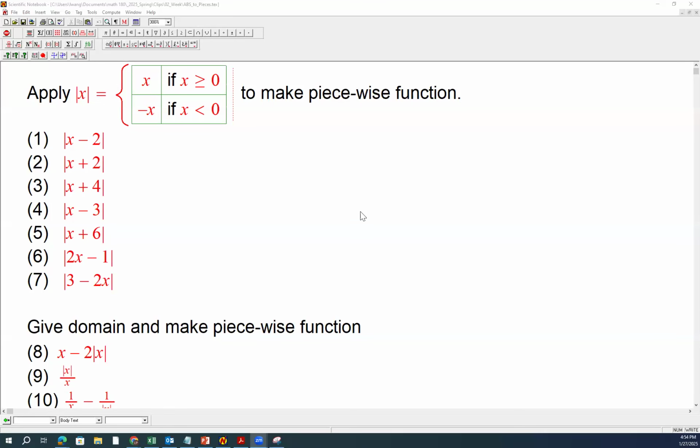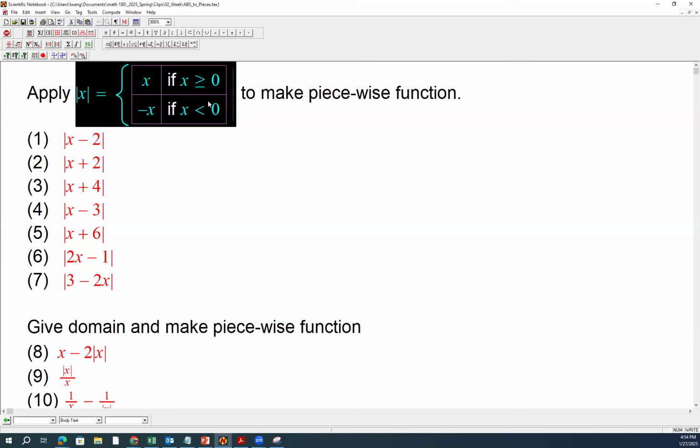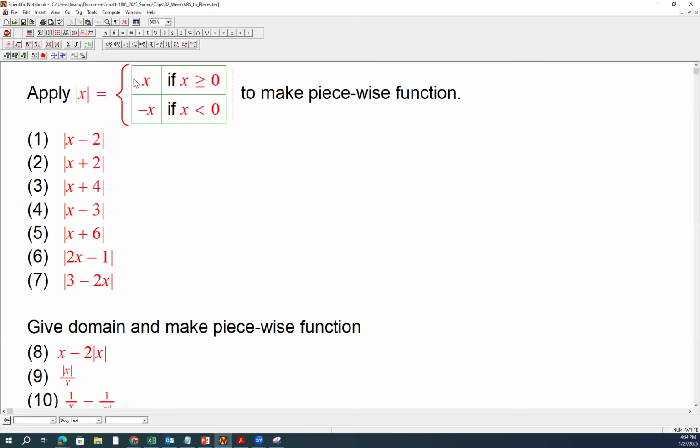Hello, everyone. In this lesson, I'm going to talk about the application of the absolute value piecewise function. You see, there are two pieces, right? Absolute value of x is x when x is greater than or equal to 0, or if x is less than 0, the absolute value of x is negative x. And its application in calculus.